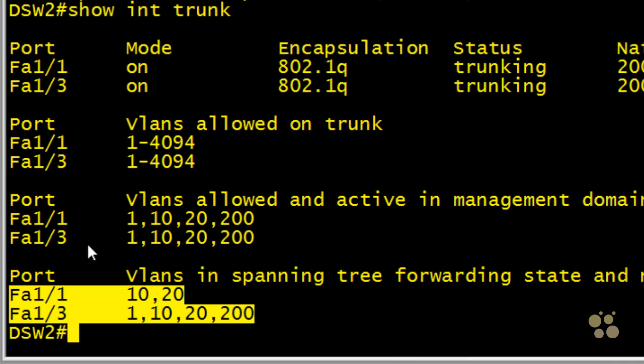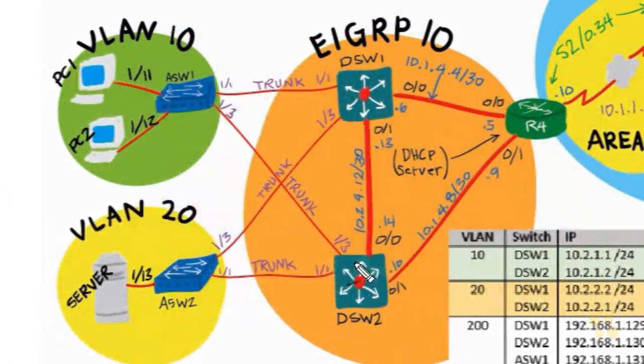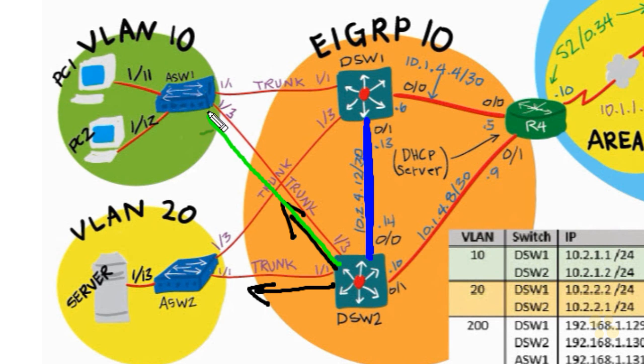So as a refresher of where those trunks go to, here in our topology, trunk 1.1 goes to access switch number 2, and trunk 1.3 goes to access switch number 1. And both of these are carrying VLAN 10 and VLAN 20. And because this link between DSW1 and DSW2 is layer 3, the path that DSW1 and DSW2 could see each other on would be this path right here for VLAN 10, and possibly this path right here.